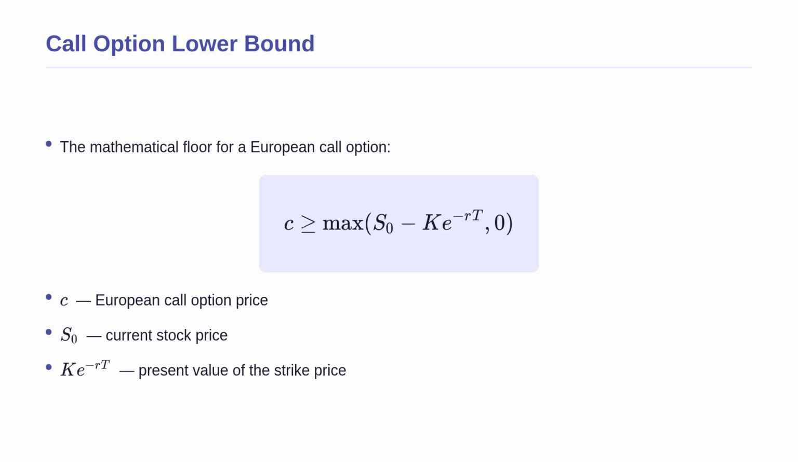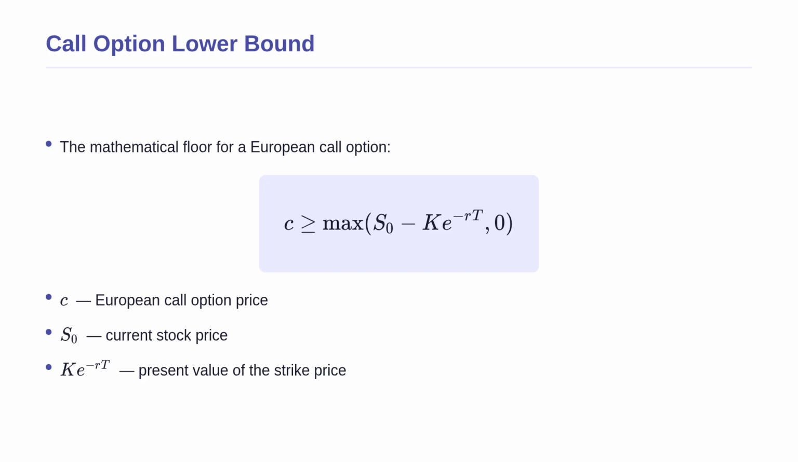The final lower bound formula for a European call option is C must be greater than or equal to the maximum of S0 minus K times e to the power of negative RT, or 0. This formula says the call price C must be greater than or equal to the current stock price S0 minus the present value of the strike price, or 0, whichever is larger. Conceptually, this represents the minimum value the option must hold today to prevent arbitrage.